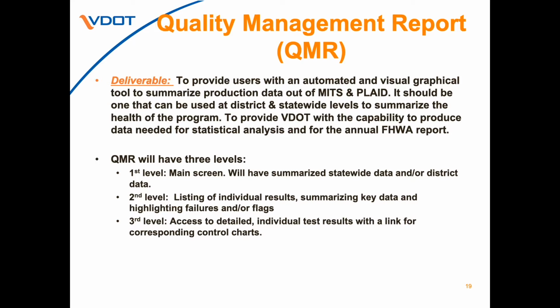The first level is your very summarized statewide data or district lab data, contractor data. Your second level lists individual test results, highlighting your failures and/or your flags on those samples. And then your third level would take you back to those individual samples so you can dive down into the actual numbers and those actual test results.